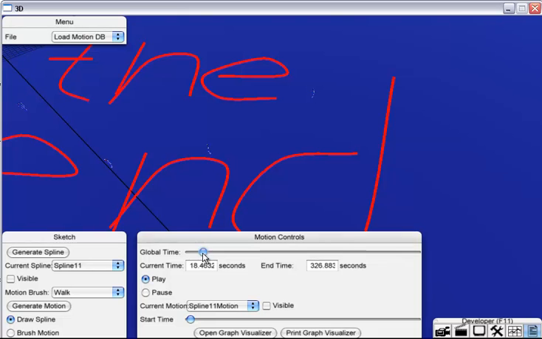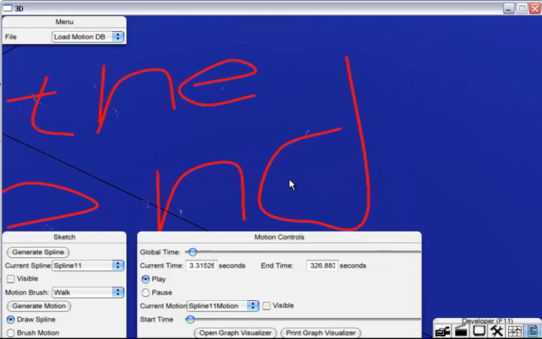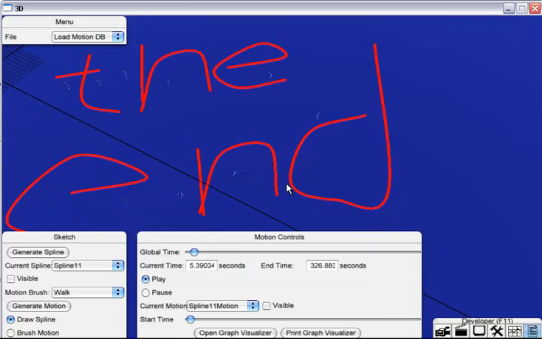Our system allows even novice users to quickly author elaborate but still plausible looking motions. Thank you for watching.